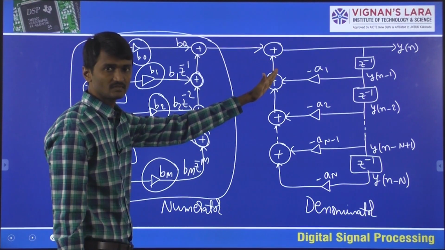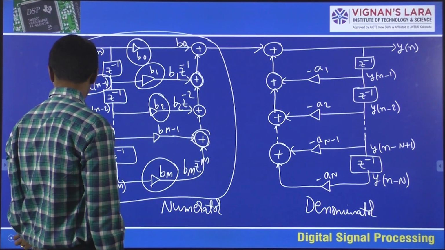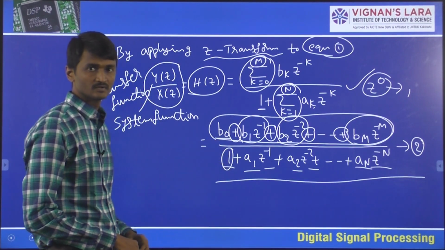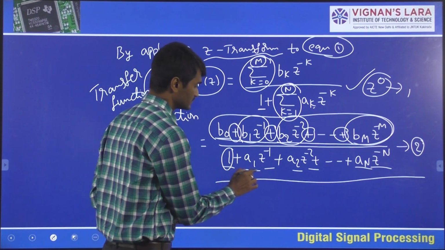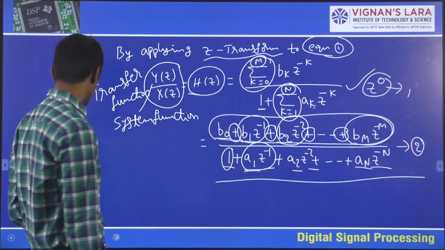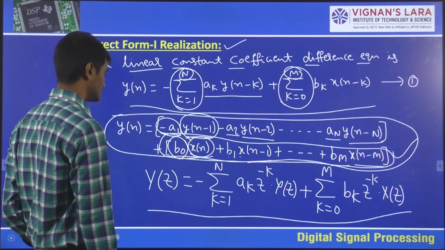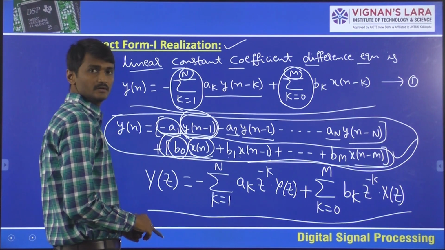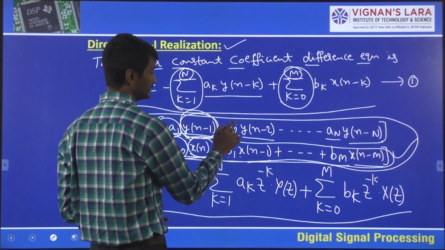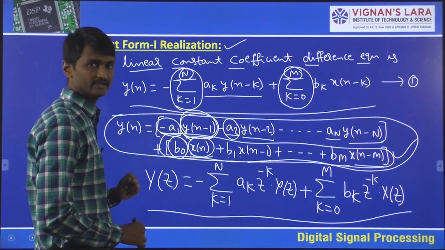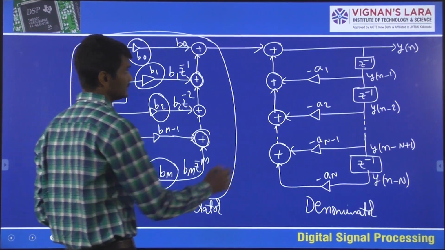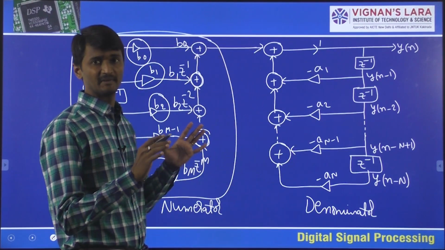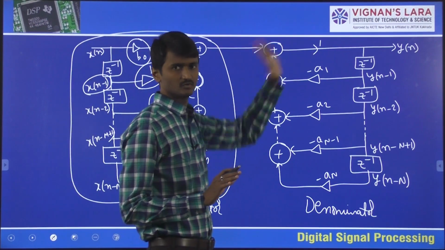In a similar way, we will see the denominator part. See, coming to this one, 1 plus a1 z power minus 1. Similarly, if you observe in time domain, see y of n minus 1 into minus a1, y of n minus 2 into minus a2, right? See, the first one here is by default 1, so no need of using a multiplier, okay, simply it is 1 only.